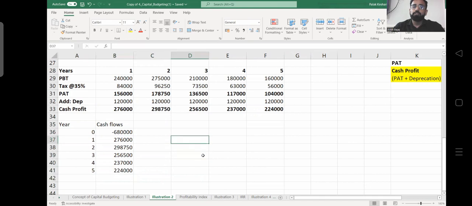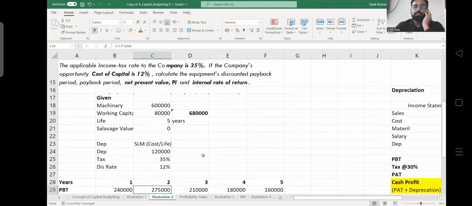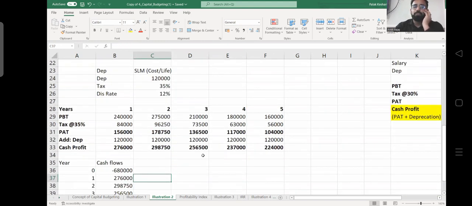Now here, you know what we have done? We have written the values. I think you are able to understand what we have discussed till now, right? Now we will be calculating the present value. But before calculating the present value, I would like to discuss one more concept. One concept is remaining, that is working capital. In year 0, we have already provided the adjustment for working capital. 6 lakh is the cost of machinery and 80,000 you require for working capital.